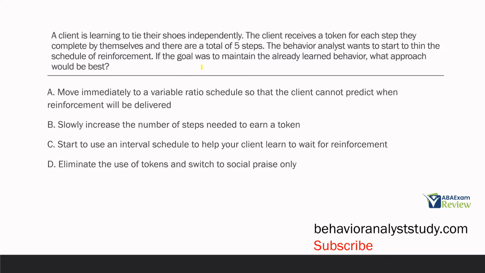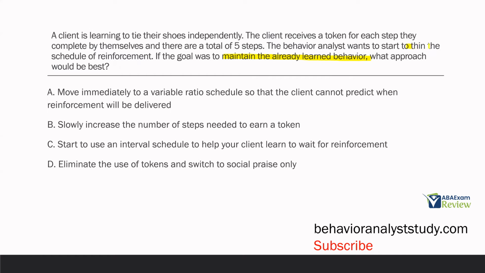The client is learning to tie their shoes independently. Client receives a token for each step they complete by themselves, and there are a total of 5 steps. The behavior analyst wants to start to thin the schedule of reinforcement. If the goal was to maintain the already learned behavior, what approach would be best? So we have a schedule thinning question, and our goal is to maintain already learned behavior.